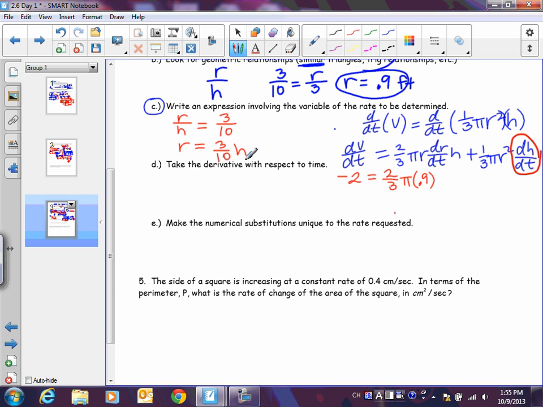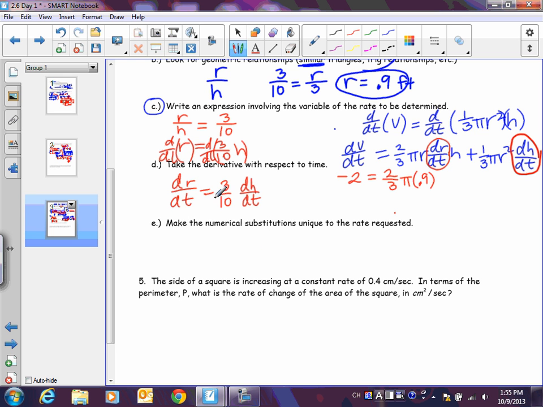Okay, and we saw this yesterday where we had to go and do a side problem. Now I'm going to take the derivative of both sides. The reason I'm doing this is because I need to know what dr over dt is. I don't know what it is, so I'm hoping this is going to tell me. If I take the derivative of both sides of this equation, we're going to get dr over dt equals, what is the derivative of 3/10 h? 3/10 dh over dt.